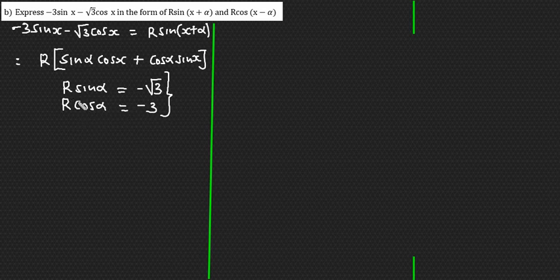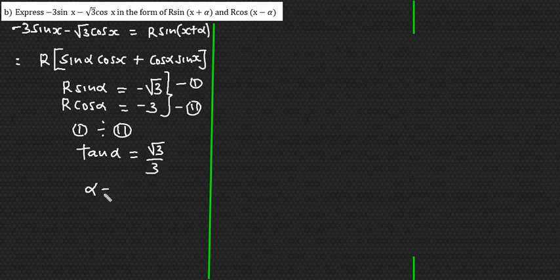So now if we need to get rid of this r, we shall divide equation 1 by equation 2. If we get 1 divided by 2, we shall get sine alpha over cos alpha, which gives us tan alpha. Then we shall get root 3 over 3. So alpha is going to be equal to the tan inverse of root 3 over 3.